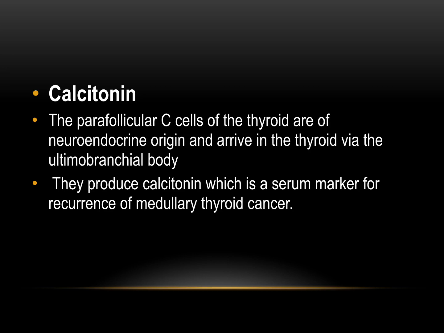Calcitonin. The parafollicular cells, C cells, of the thyroid gland are of neuroendocrine origin and arrive in the thyroid via the ultimobranchial body. They produce calcitonin, which is the serum marker for recurrence of medullary thyroid cancer.